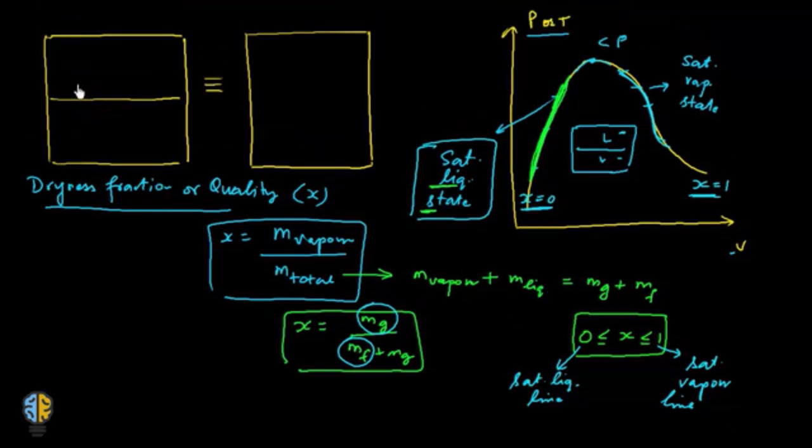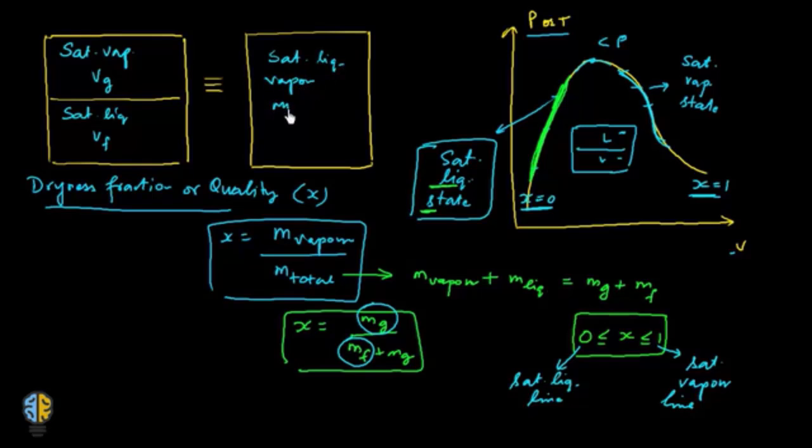Now let us look at this diagram, which is a two-phase system. Let us say you have some saturated vapor, and the volume of this is Vg, and then we have some saturated liquid, and the volume of this is Vf. When you combine them, you get a saturated liquid-vapor mixture, and let us say the volume of this is some average value.